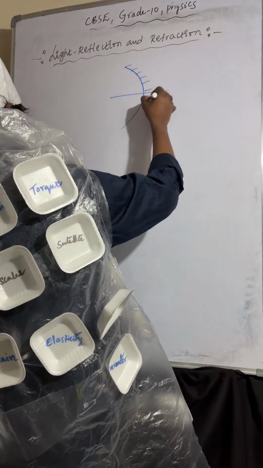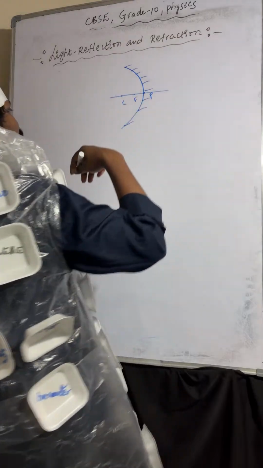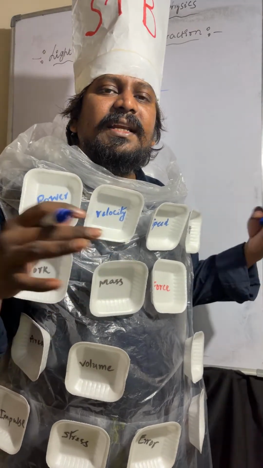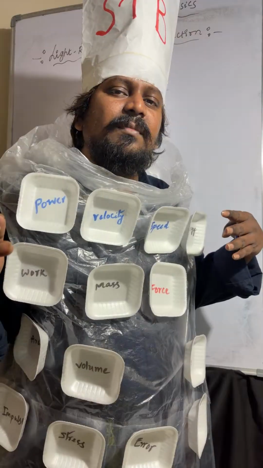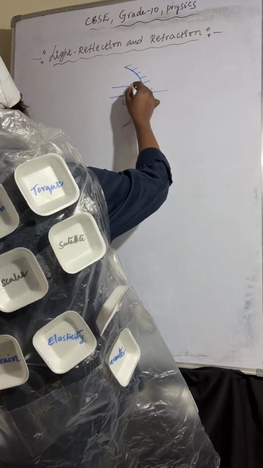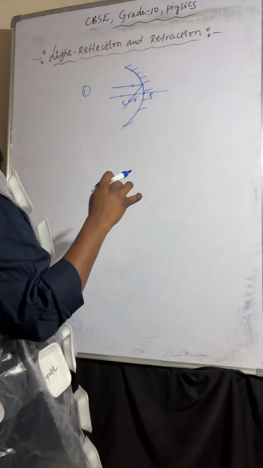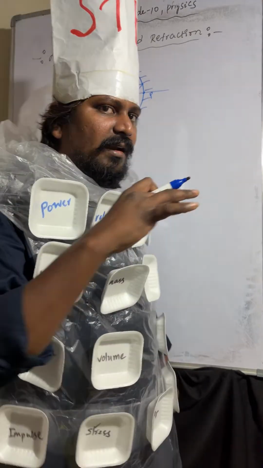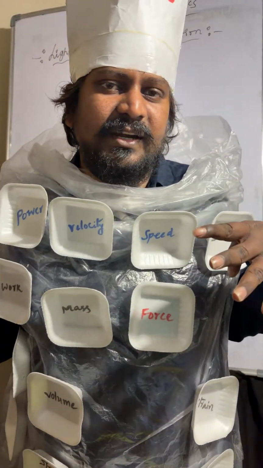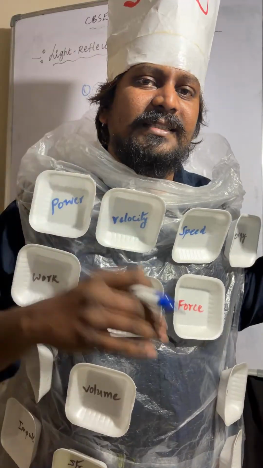So just now I mentioned here, this is the pole, focus, center of curvature. A light ray is coming from infinity. After reflection, that light ray will pass through focus. When a light ray is coming from infinity, it becomes parallel to the principal axis. After reflection, it should pass through focus.